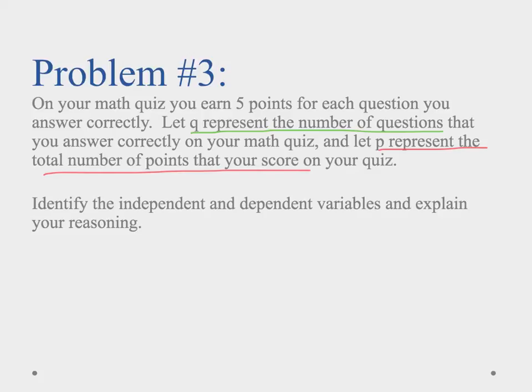So it makes sense that the number of questions that I answer correctly determines the total number of points that I score on the quiz. So since the number of points that I score depends on how many questions I answer correctly, I would say that the independent variable is the number of questions I answer correctly, and the dependent variable is the number of points or the total points I score on my quiz.